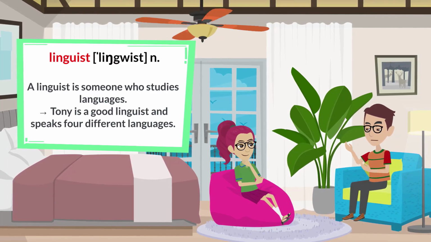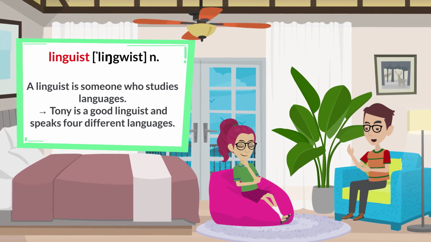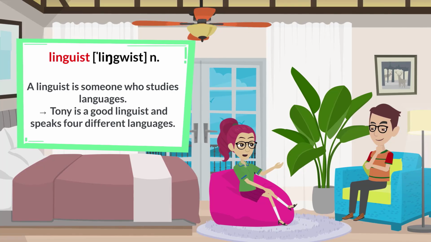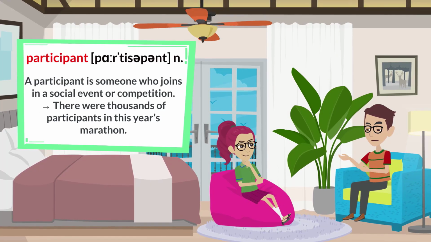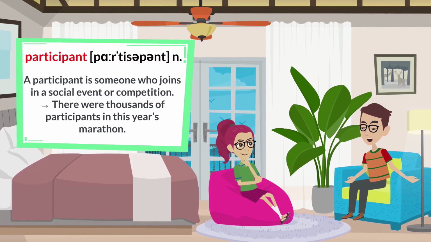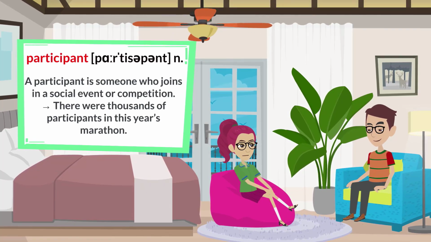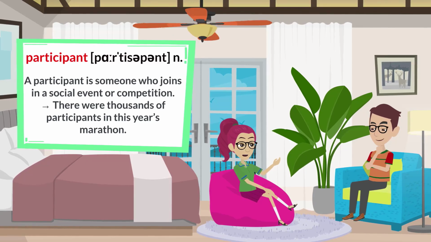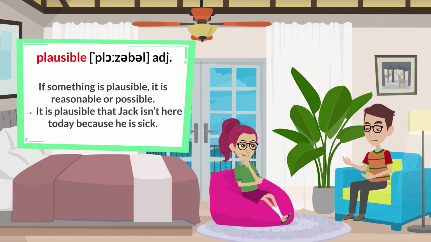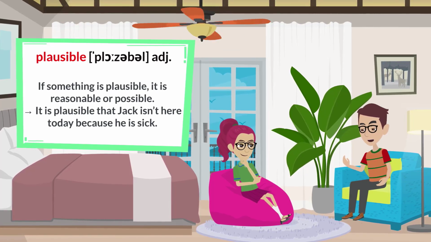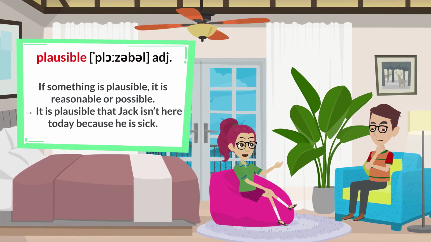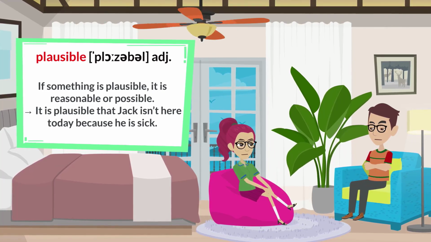Linguist. A linguist is someone who studies languages. Tony is a good linguist and speaks 4 different languages. Participant. A participant is someone who joins in a social event or competition. There were thousands of participants in this year's marathon. Plausible. If something is plausible, it is reasonable or possible. It is plausible that Jack isn't here today because he is sick.